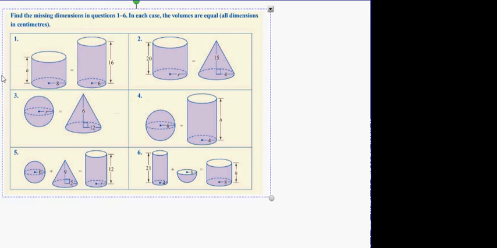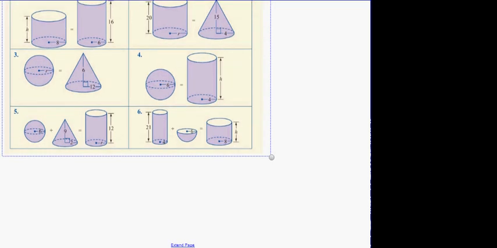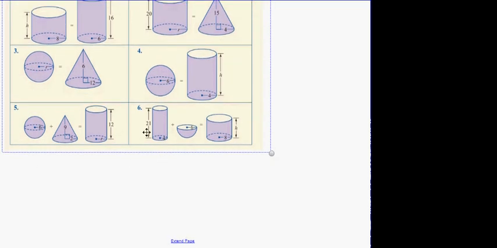On number 5, find the dimensions and find the missing dimensions, questions 1 to 6. In each case, the volumes are equal. All dimensions are in centimeters. So when I go down to number 5, what I can see is that the sphere plus the cone equals the cylinder.